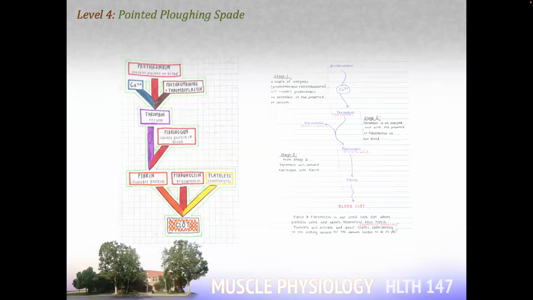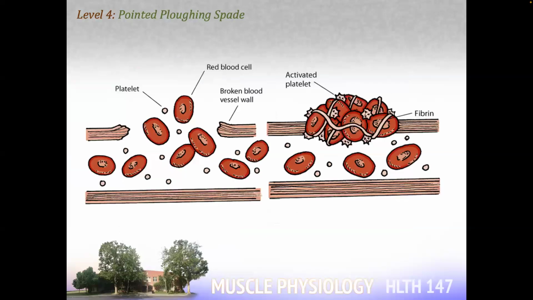And if these diagrams help, students made these in the past for a past class, and I thought they did a good job on them. So if these diagrams give you a clearer understanding of the clotting cascade, then pause here, but I'll just keep moving on. So you can see what the clot looks like here.